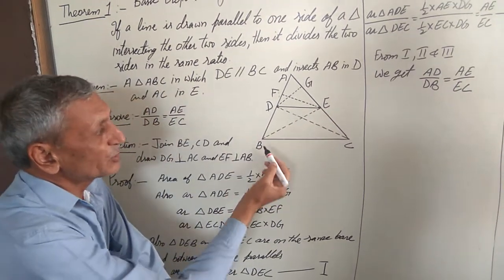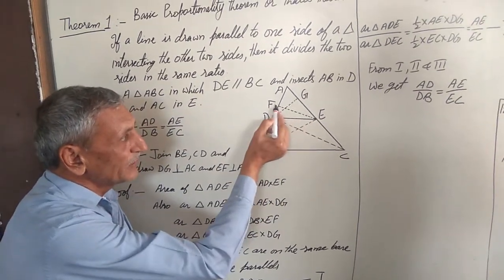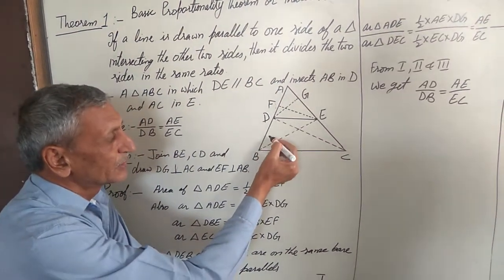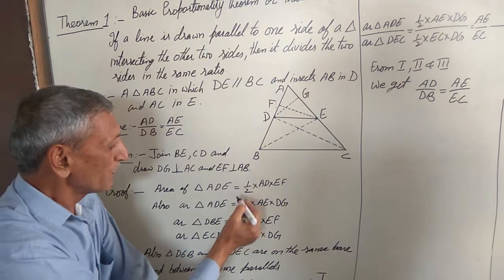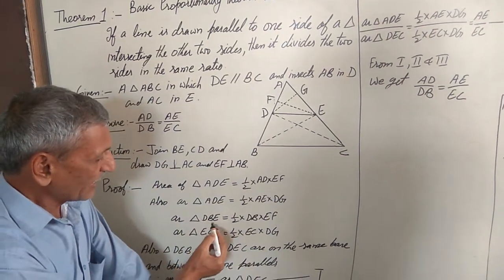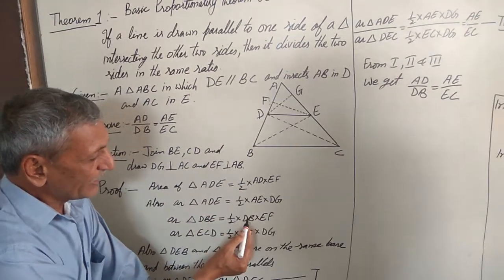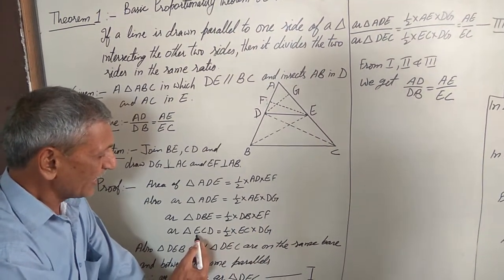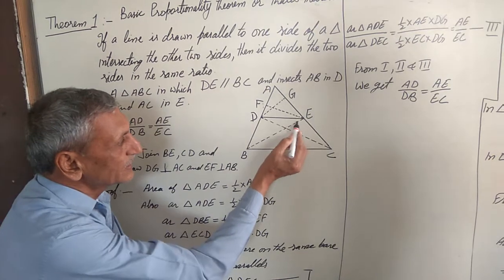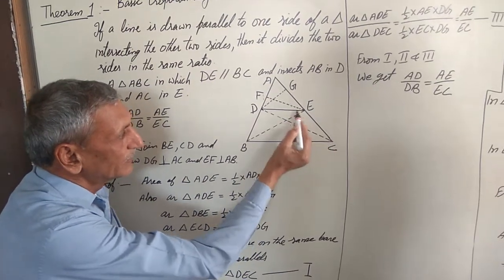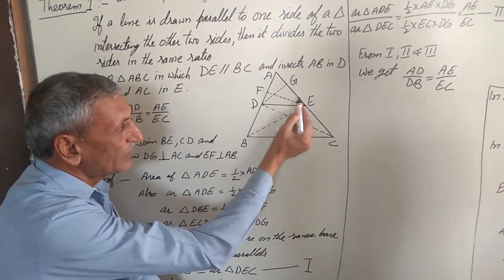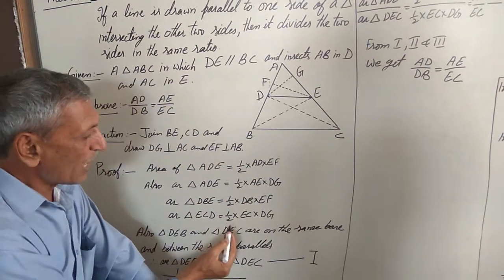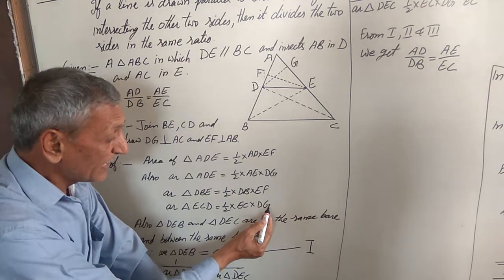Therefore, when you put the area of this triangle DEB, naturally this will be the height and this will be the base. So this amounts to area of triangle DBE half into DB into EF, and similarly area of triangle ECD. This is the height and this is the base. Therefore, this gives you half into EC into DZ.